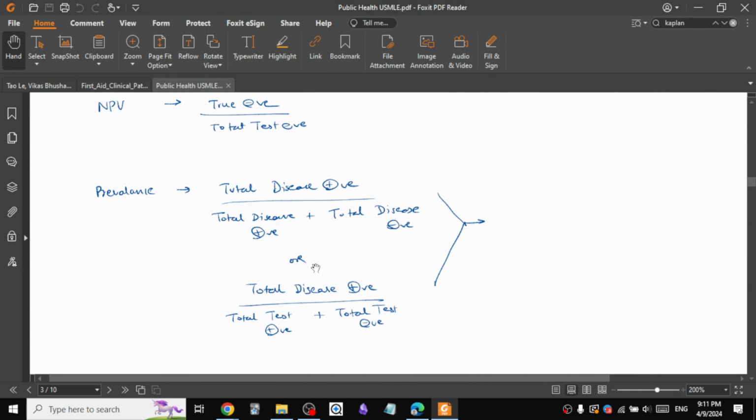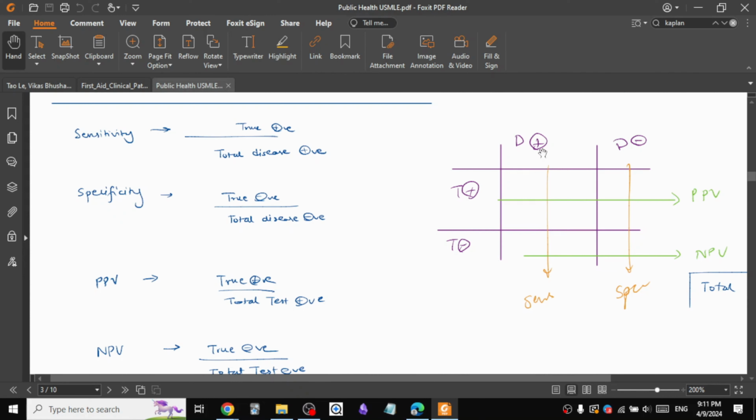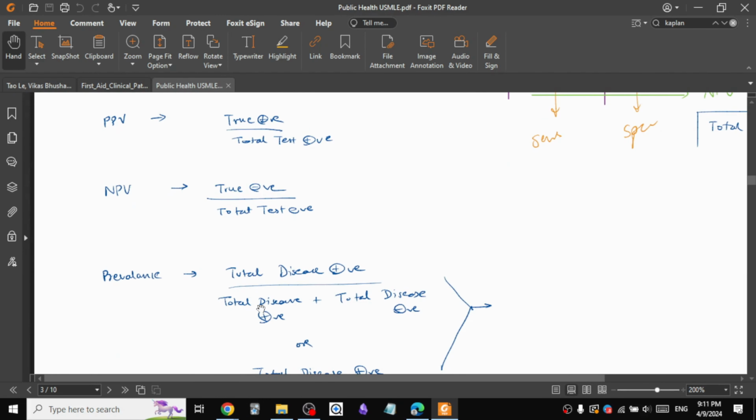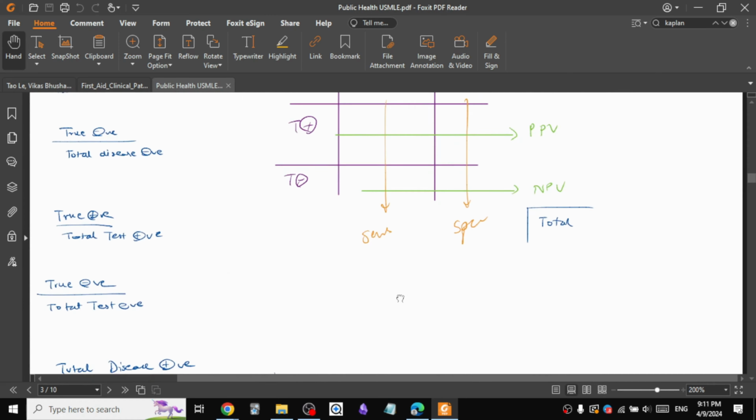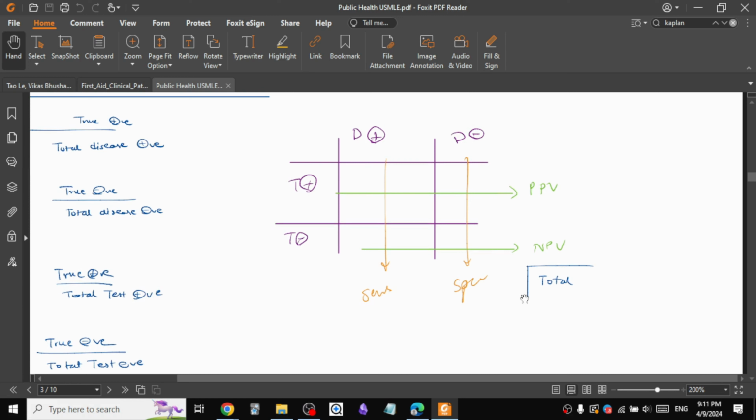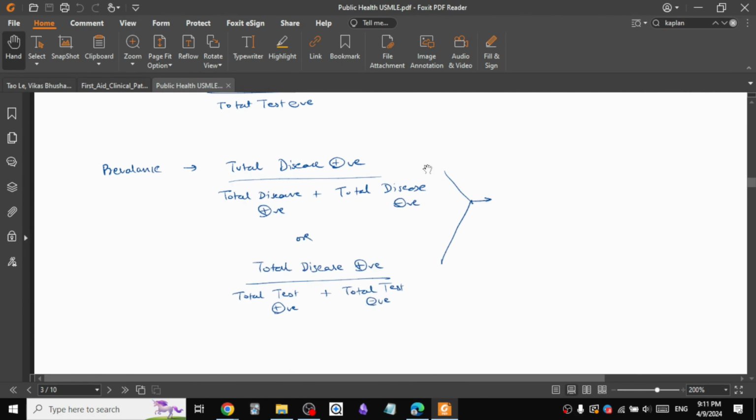Okay, now the concept with prevalence, right? So prevalence is total disease positive. Okay, disease positive. So what am I looking at? Total disease positive divided by total disease positive plus total disease negative. So basically the entire population. Okay, so total disease positive by entire population. So the entire table basically. That is prevalence. Okay, and similarly I could have termed it in either way. So total disease positive or total test positive, it's all the same thing. What I'm saying is the entire table. Okay, so you see total disease positive by the total complete.